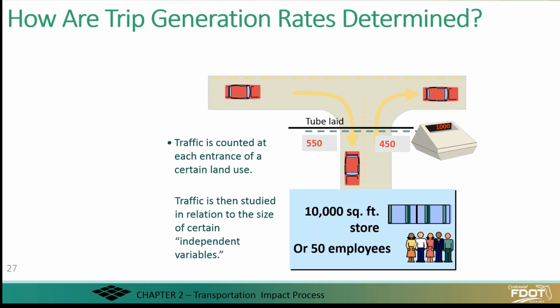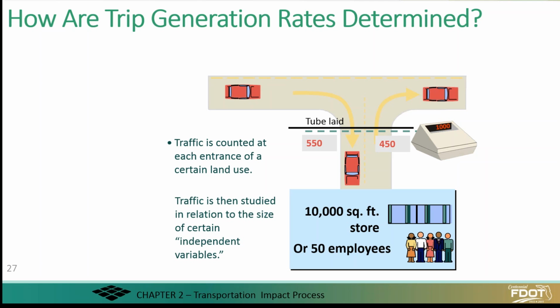Now that we know the trip ends, we need to know the land use. We need to know the size of the land use, whether it's the square footage, the number of dwellings, or the number of employees. We need to know those specific independent variables in order to determine the trip rates.